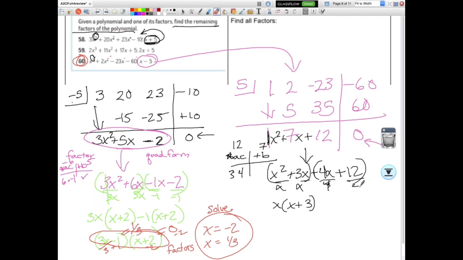Then I'm going to do the same thing here. I'm going to see that I can divide each piece by 4. I'll have a 4 on the outside and an x plus 3. My factored form is then going to be x plus 4 and x plus 3.